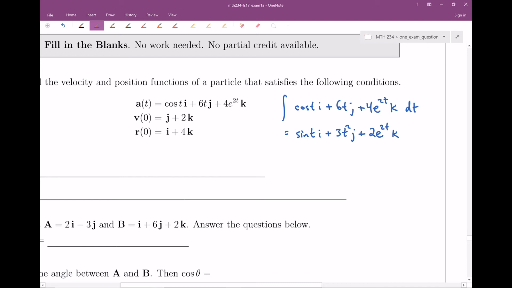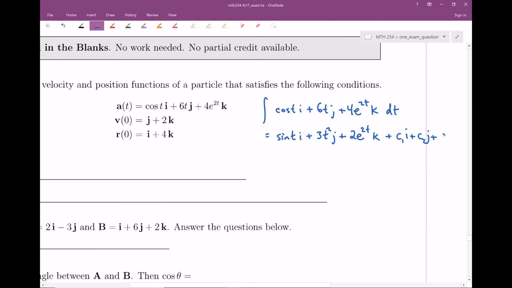Now, again, the big thing whenever you integrate a vector, you get a constant vector of integration. So this is going to have maybe a c1 i plus a c2 j plus a c3 k. So something like this. Okay, and those c1, c2, c3 are going to be found based on this information here. When you plug in 0, you should get out j plus 2k.